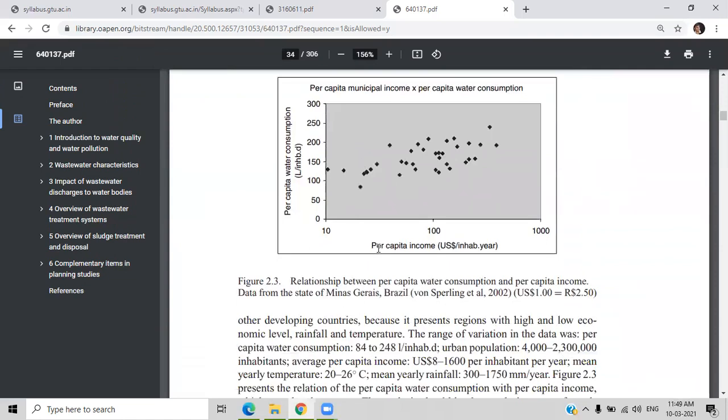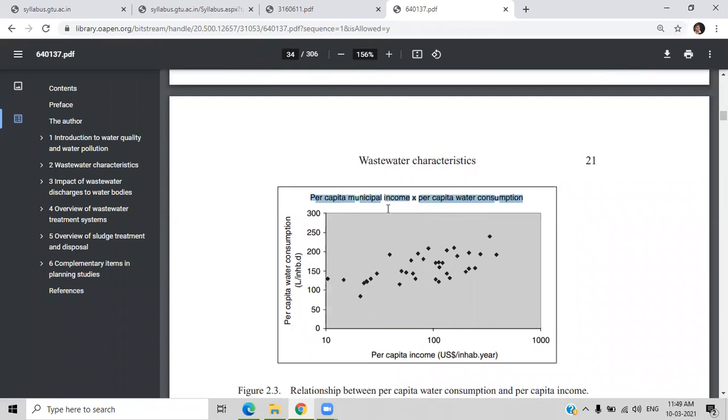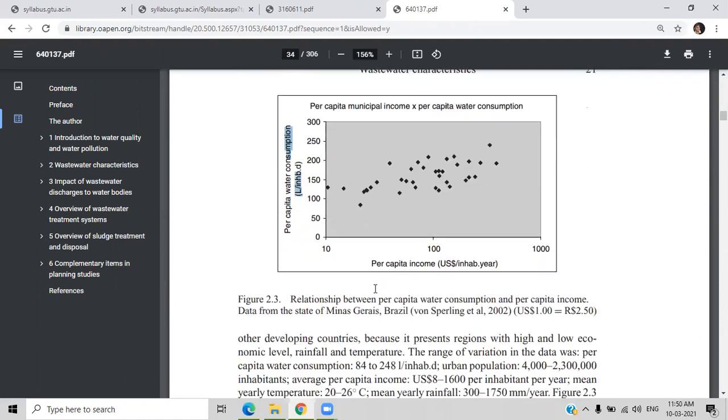So this is the kind of graph that is going to come up. This graph shows per capita municipal income against per capita water consumption. So when the per capita income is high, there are chances that the water consumption is also high.